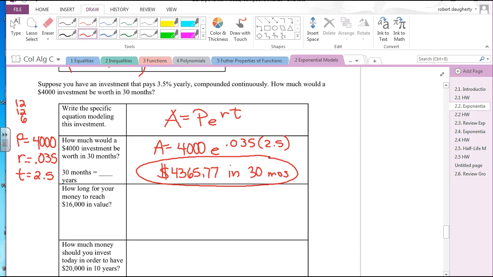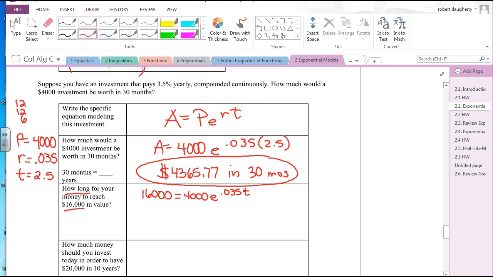Next question starts with the words how long. That means what? That means time. Time means exponent. Exponent means logarithm, okay? So how long until the money reaches 16,000? 16,000 is which value? The initial or the future? Future value. So that means 16,000 equals 4,000 e to the 0.035 t. I'm solving that for what?